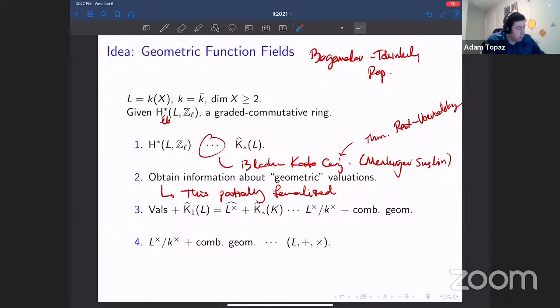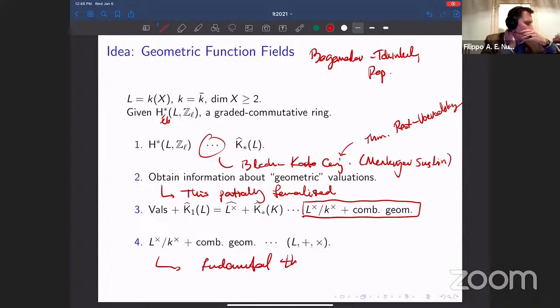And then somehow the goal is to reduce to a combinatorial sort of object, which is some multiplicative group with some structure of what's called a combinatorial geometry. In this case, it's a projective geometry. And I think the next talk today will talk about matroids. So maybe the next speaker will tell us a little bit more about what combinatorial geometries are. But I should just mention here that in the last step, one uses what's called the fundamental theorem of projective geometry.